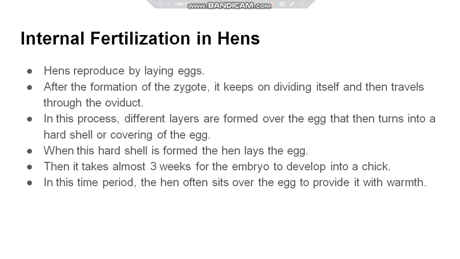Internal fertilization in hen. Hens reproduce by laying eggs. After the formation of the zygote, it keeps on dividing itself and then travels through the oviduct. In this process, different layers are formed over the egg that then turn into a hard shell or covering of the egg. When this hard shell is formed, the hen lays the egg. Then it takes almost 3 weeks for the embryo to develop into a chick. In this time period, the hen often sits over the egg to provide it with warmth.